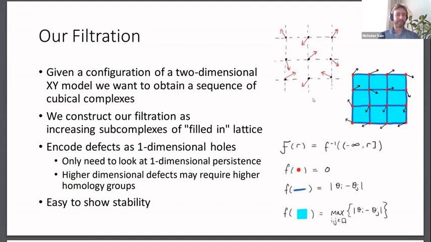And what we'll find is that we'll encode the defects I mentioned on the previous slide as one-dimensional holes. So we're going to capture that in the first homology. But with this framework, we could see how higher dimensional defects might require higher dimensional homology. And one of the nice things about this filtration is it's very easy to show that stability property, where a small change in the spins leads to a small change in the resulting persistence.